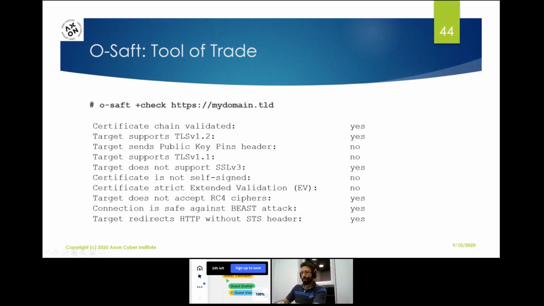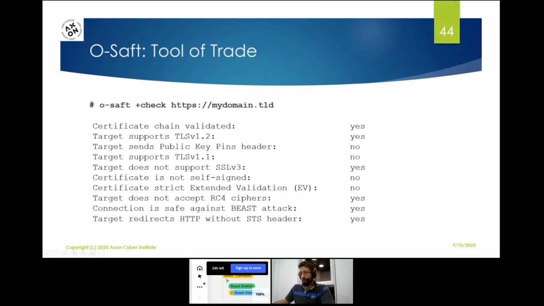Certificate is not root CA. Yes. Certificate chain is validated. It means the entire chain is being validated. Does it support version 1.2 TLS? Yes, it supports 1.2. There are no public key pins.